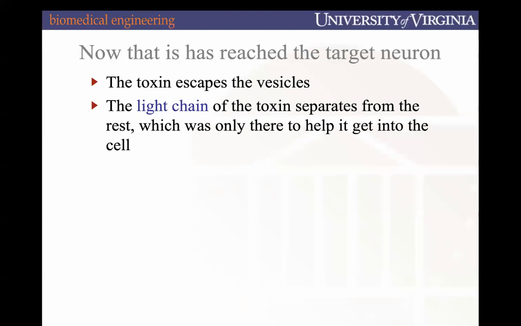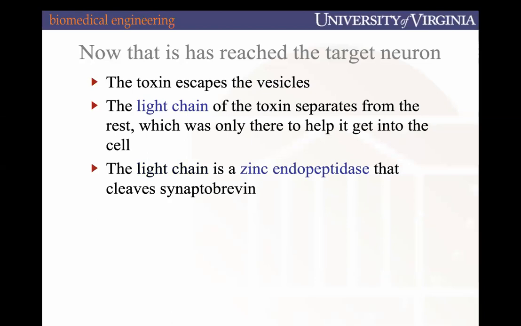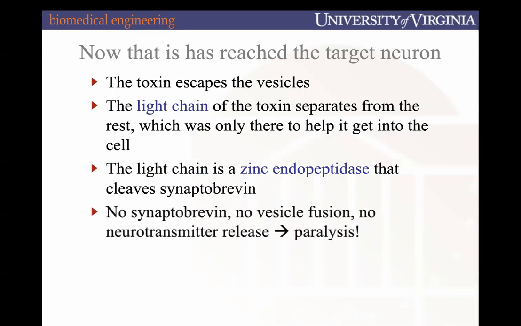So the toxin escapes the endosome, the vesicle there. After that happens, it unfolds because of the lowering pH and shoots out. The light chain will separate off, and that is where the catalytic domain, the active site that targets synaptobrevin, is. This catalytic domain is called a zinc endopeptidase. Again, a slightly intimidating name. It requires zinc. Endo means it cuts in the middle. So it's cutting synaptobrevin in half. And once we have no synaptobrevin, we have no vesicle fusion, no neurotransmitter release, and that results in paralysis.